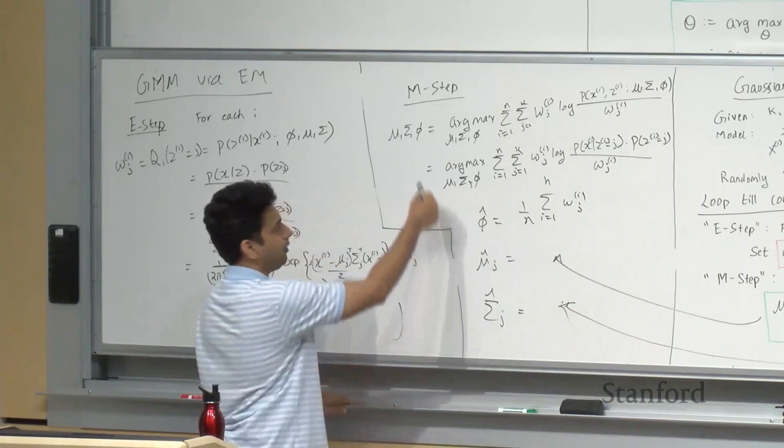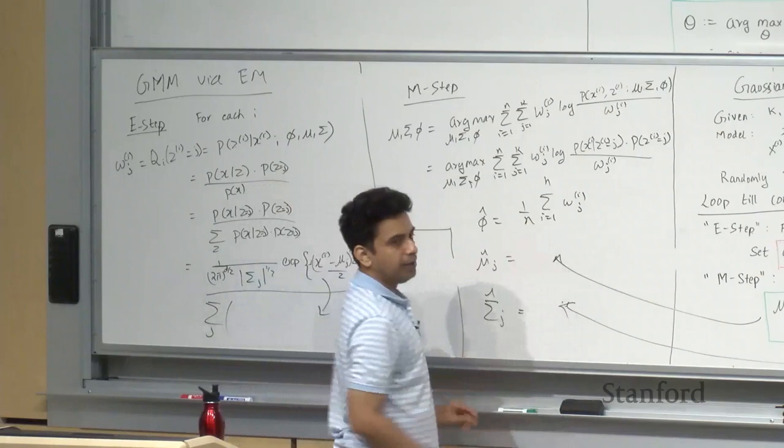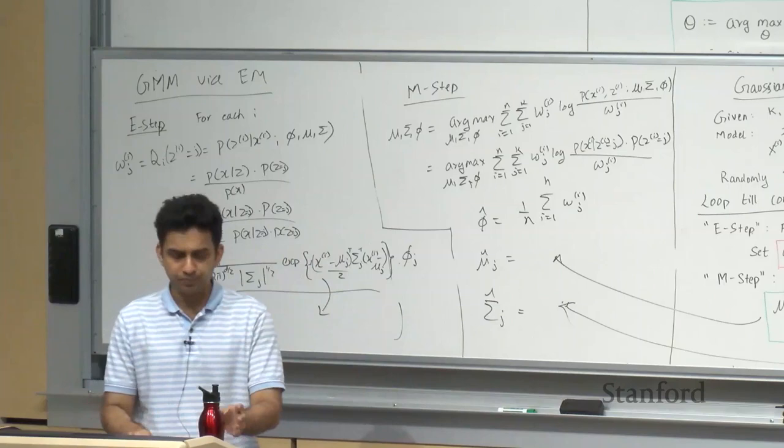And basically, this is just calculus. Take the gradient, set it equal to zero, and we end up with the update rules that are specific to your model and what was observed and what was not observed. Any questions?